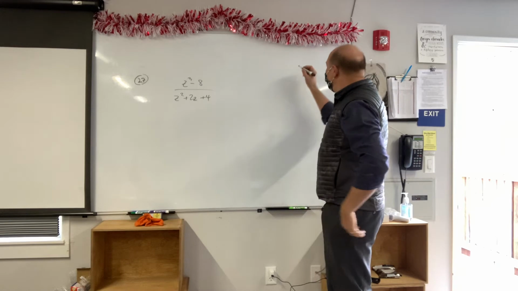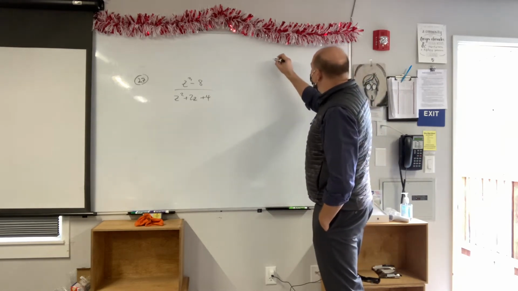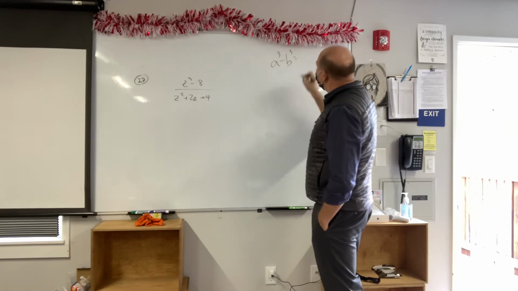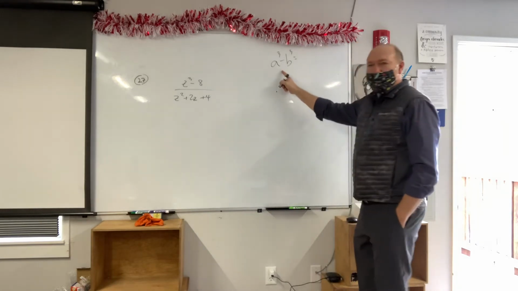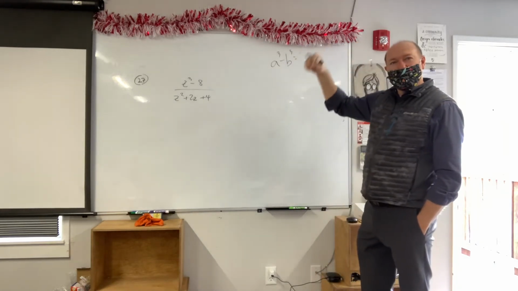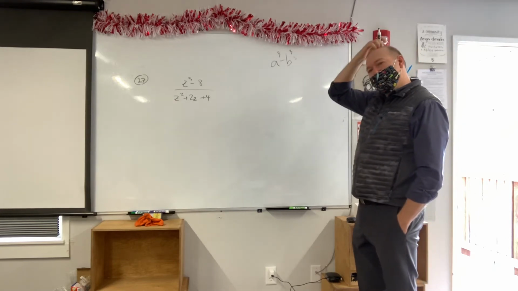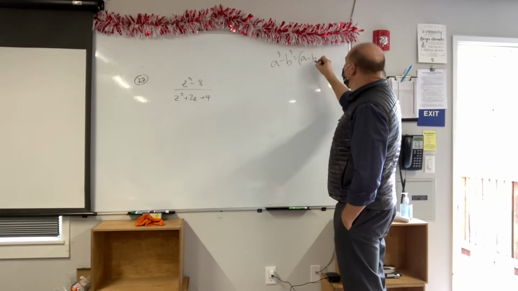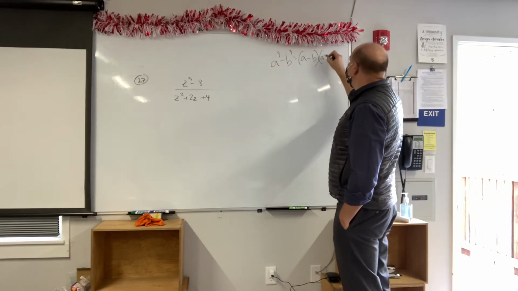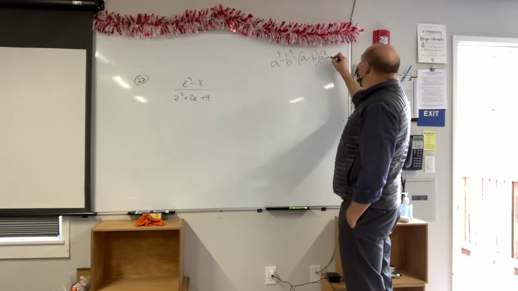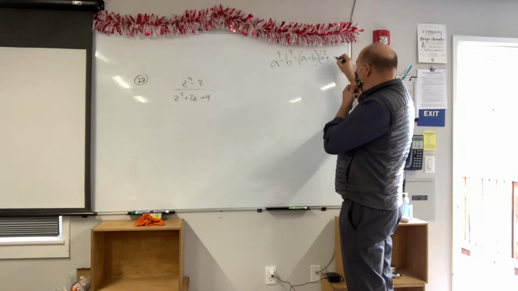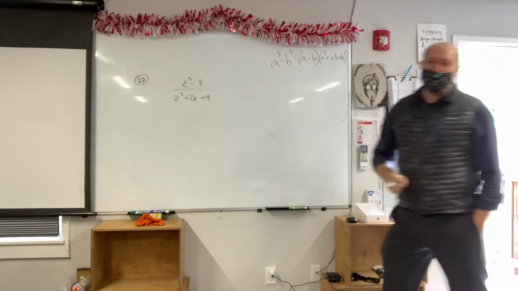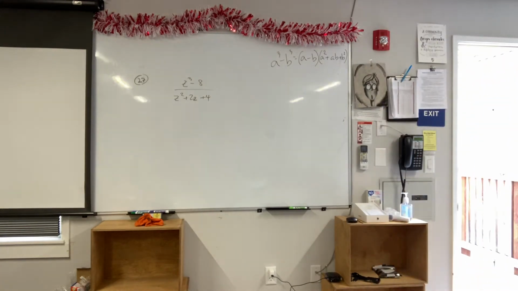You guys remember our factoring formulas? It said something like this: a to the third minus b to the third. There's a little formula for that. It's the factoring of the difference of two cubes, and it looks like this: it's a minus b, then a squared plus ab plus b squared. That's a little tough, and that's what students usually forget.